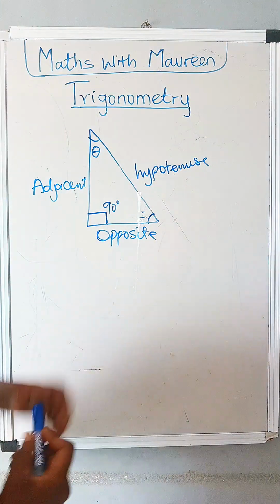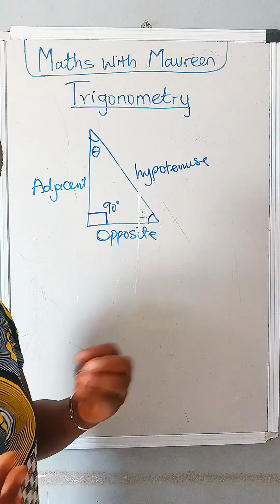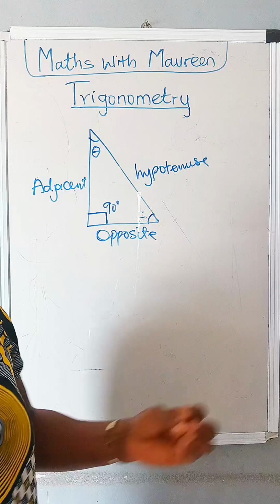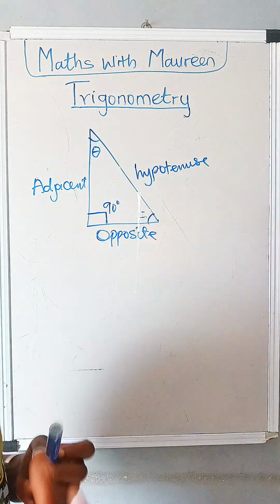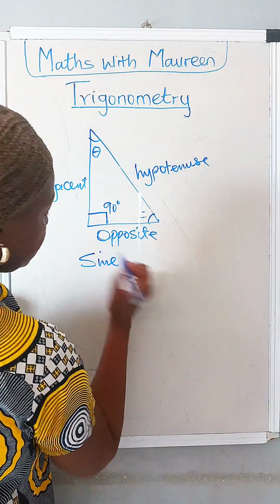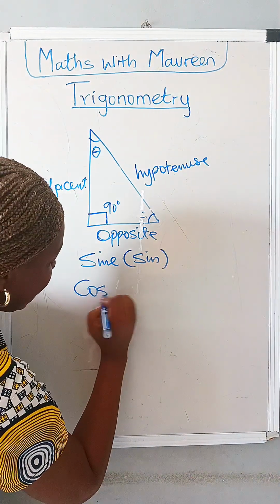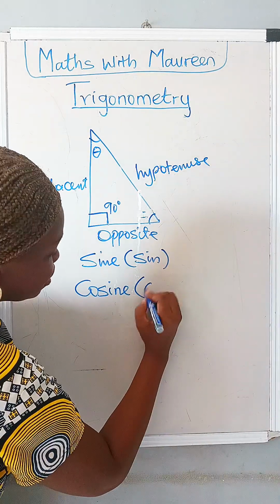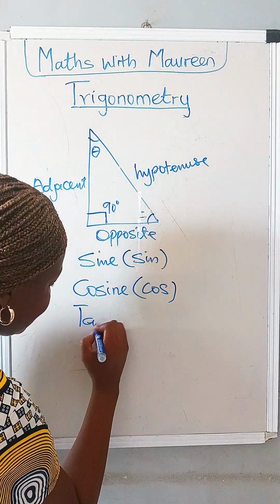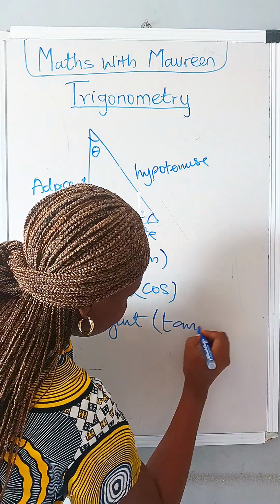Okay, all right, so this is how to name the three lengths of what? A triangle. So what do we do with this trigonometry? Trigonometry is what we use to find the missing angles or missing sides of a right-angled triangle using trigonometric ratios. Okay, and we have three basic trigonometric ratios, which are sine, which is written as sin for short. Then we have cosine, which is written as cos for short. Okay, then we have tangent, which is written as tan for short.